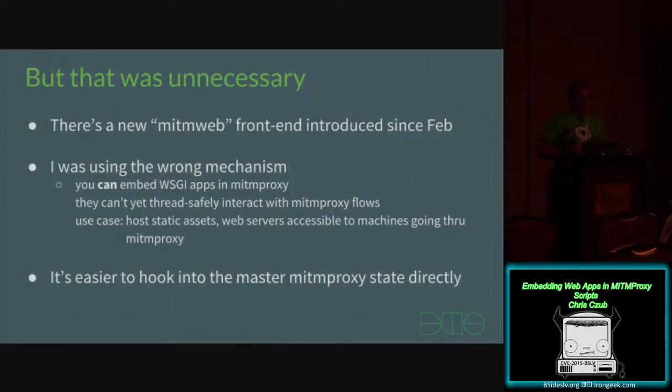So the use cases for the embedded WSGI apps are more for things like hosting static assets that you want to deliver to people who are running through your proxy, or running a web server accessible to machines going through the proxy. And for my case, where I wanted to just expose some additional functionality based on the application that I was working with, it wound up being easier to hook into the master MITMProxy state directly.